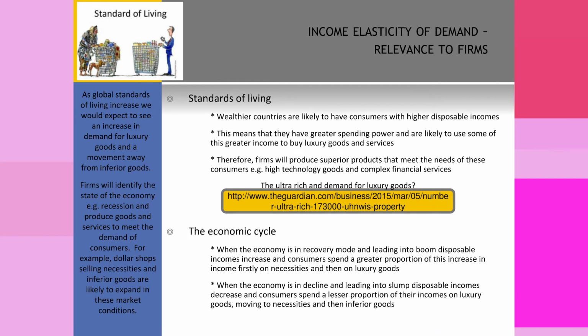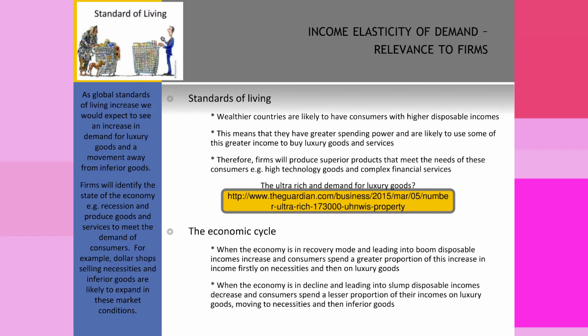So how this relates to businesses, or like we also use the word firms, is that it relates to the standard of living. So wealthier countries are likely to have consumers with more disposable income, which means that they'll spend their money on more luxury items. Therefore, the companies in this country will produce more superior products to meet the needs of those consumers. So for example, in Qatar, there is quite a high range of wealthy individuals, therefore there are lots of luxury products.